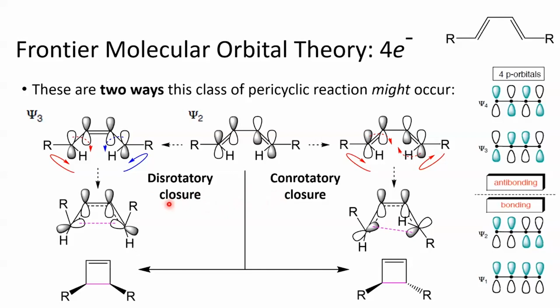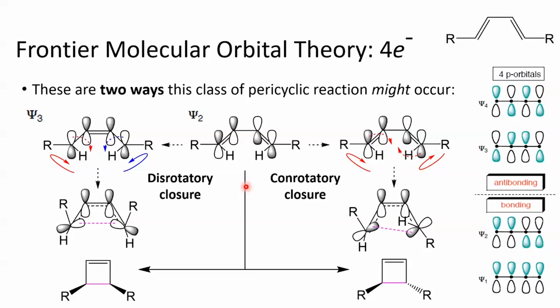One way is a disrotatory closure, whereby these outermost p orbitals combine, one in a clockwise fashion, one in a counterclockwise fashion, shown in red and blue. The other way this could occur is in a conrotatory fashion, whereby both orbitals rotate in the same direction. So in this example, it's shown as both rotating in a clockwise fashion, bringing the orbitals together in that way.